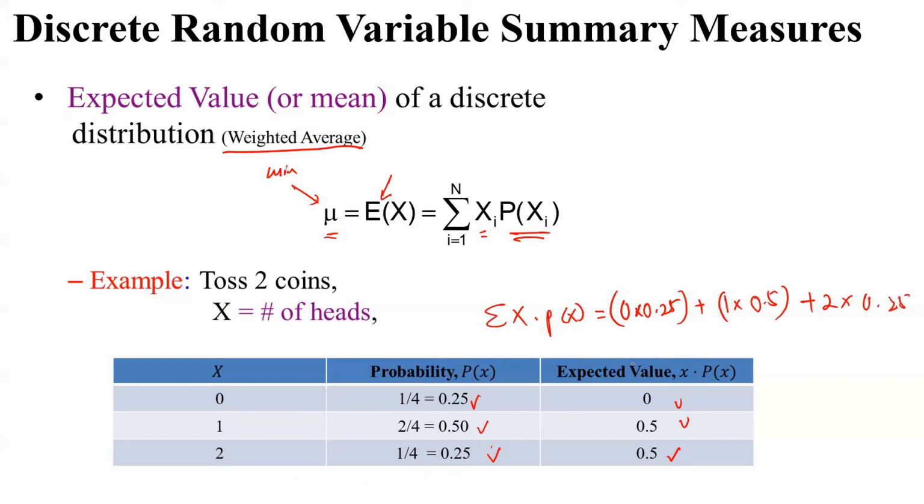0.25. Now you need to add everything up. So you get 0 plus 0.5 plus 0.5, and if you add them all up, you get 1. So this is the expected mean value, which is 1. Is that clear? I hope you are clear on this. Right, moving on.